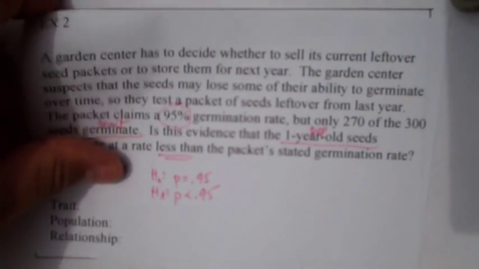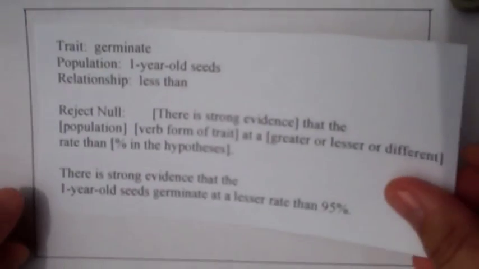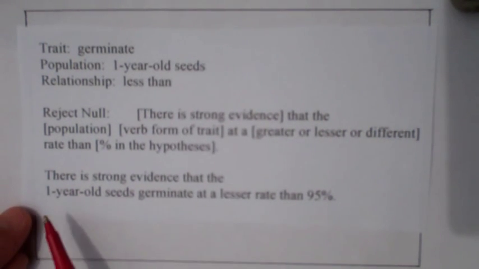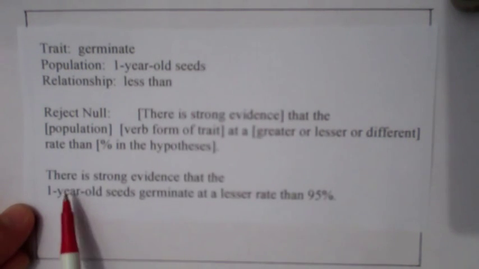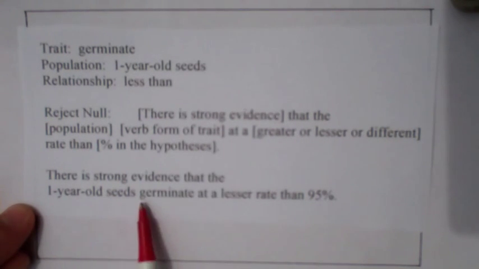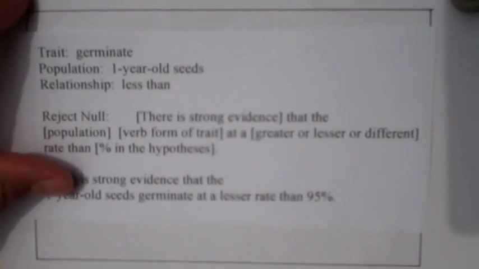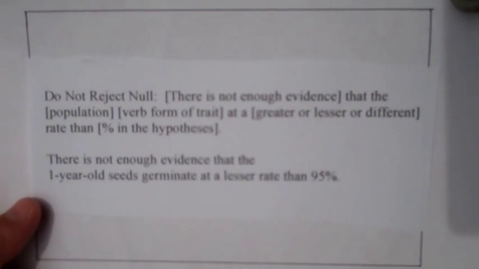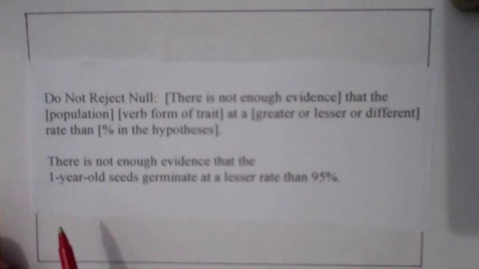Using what we just found, if we were to reject the null, we would say there is strong evidence that the 1-year-old seeds germinate at a lesser rate than 95%. We're just plugging in like a little cartridge: there is strong evidence that the population, the one-year-old seeds, verb form of the trait, germinate at a lesser rate, because of the words less than, and there's the percent. If you were not going to reject the null, there's only one small difference. Instead of saying there is strong evidence, you would say there's not enough evidence, but the rest of the sentence stays the same: there's not enough evidence that the one-year-old seeds germinate at a lesser rate than 95%.